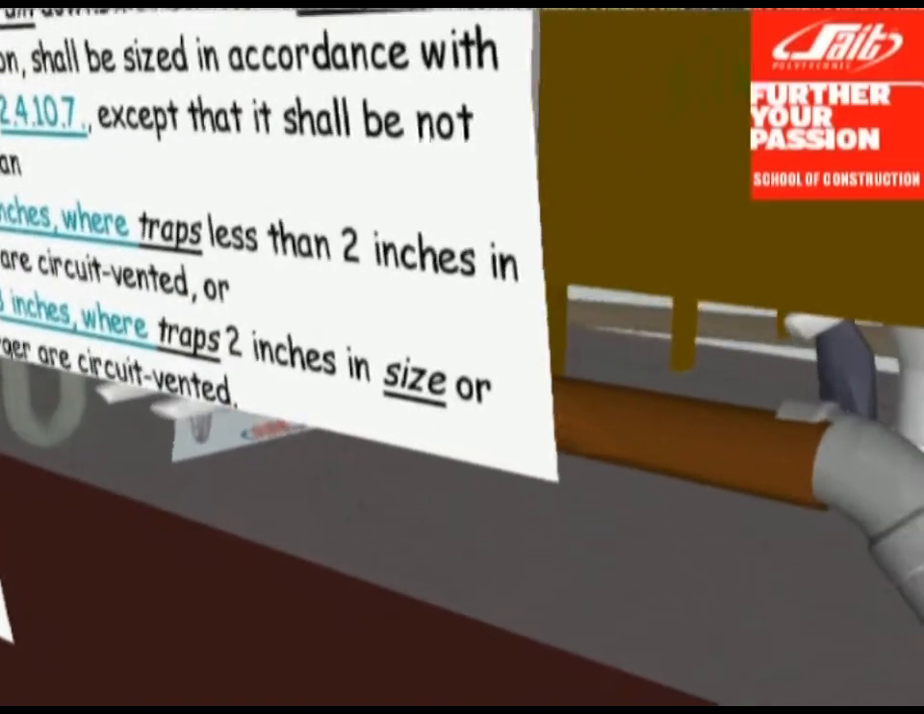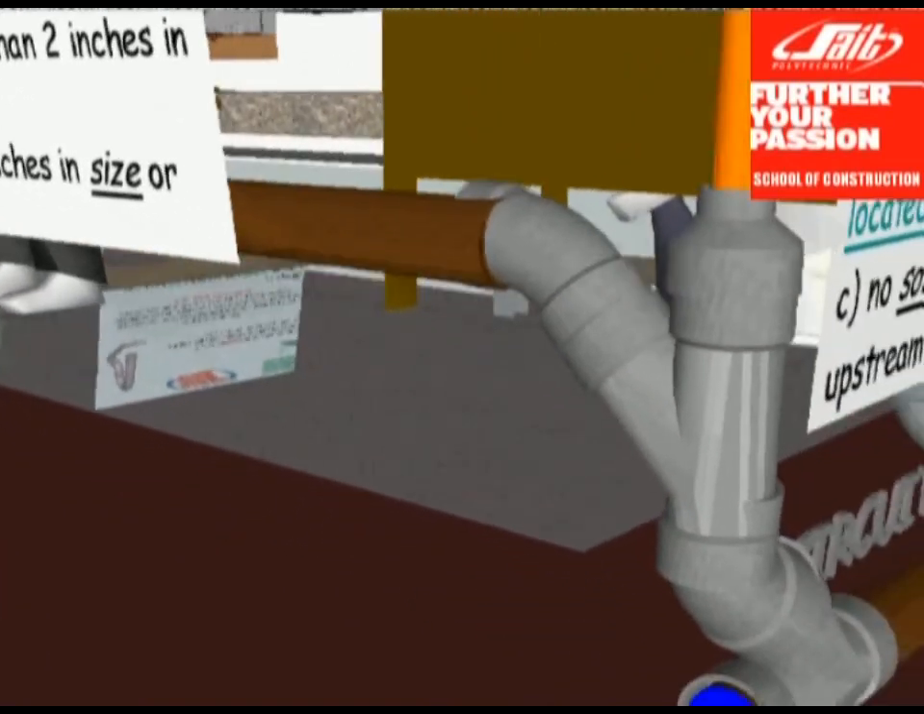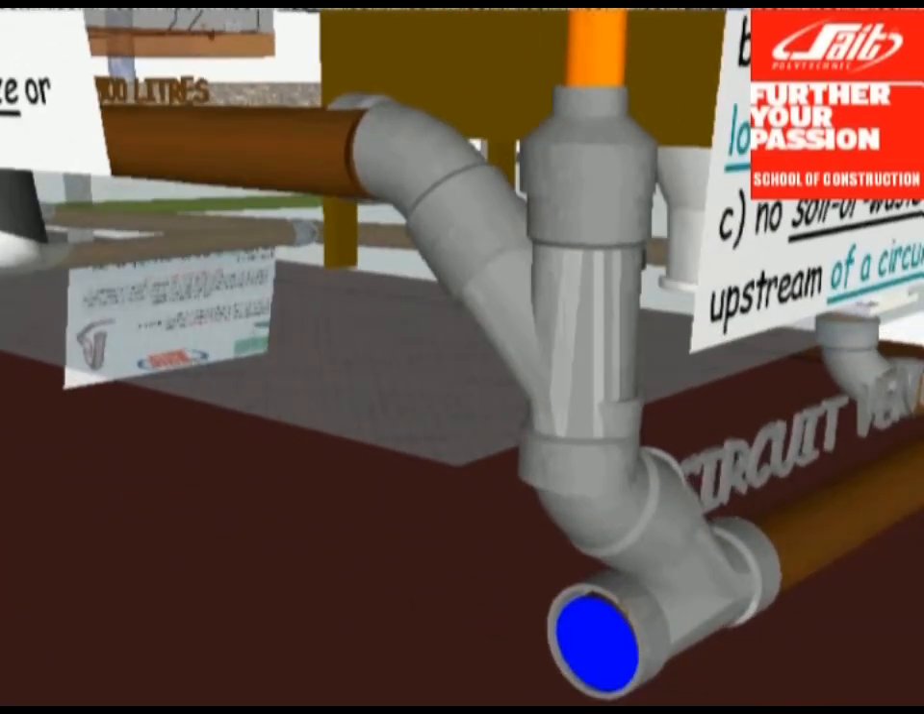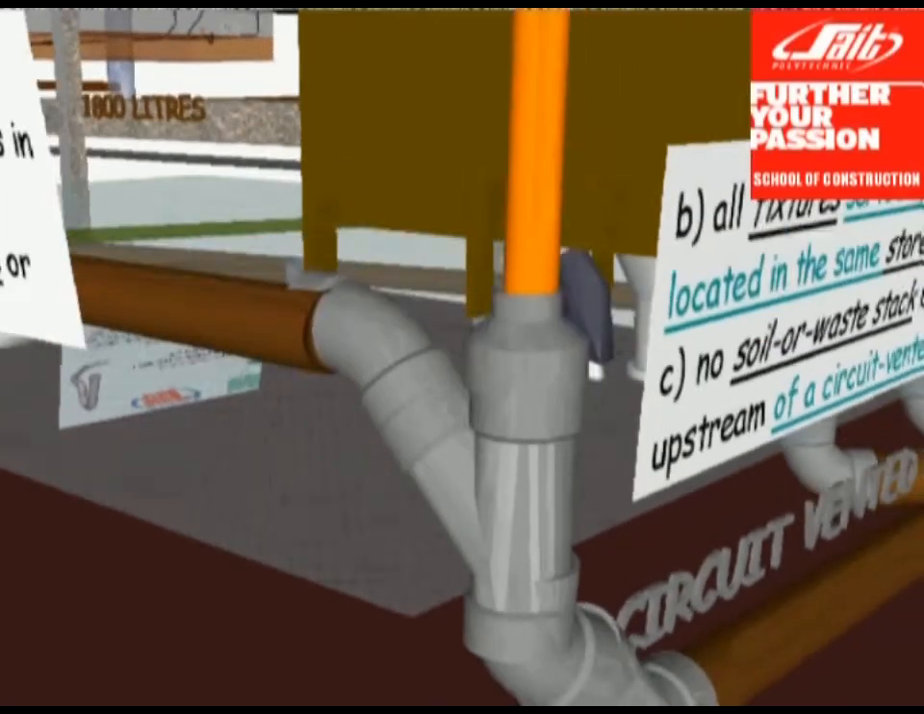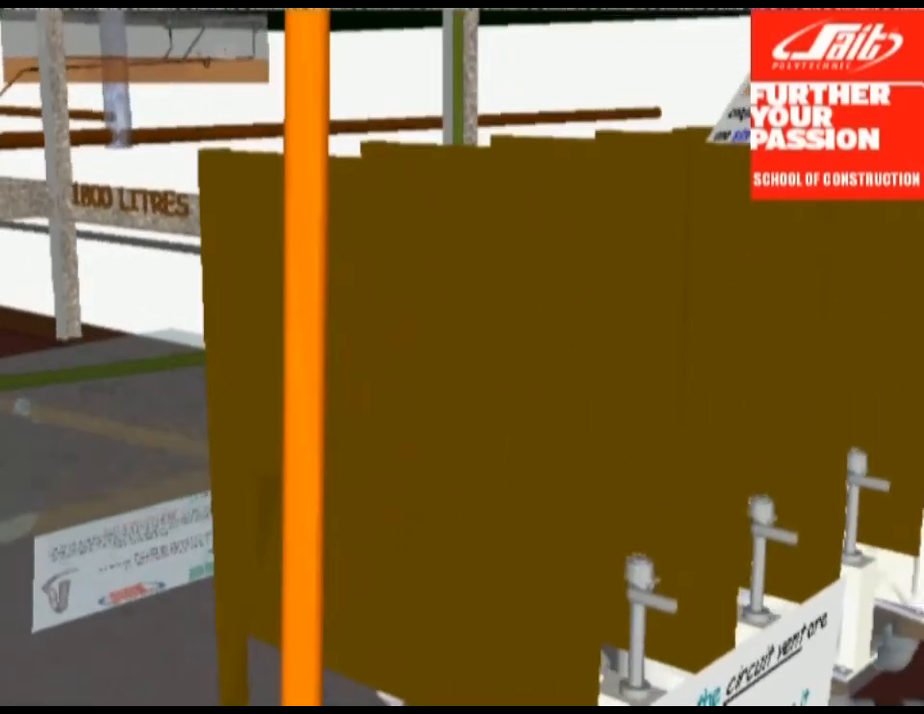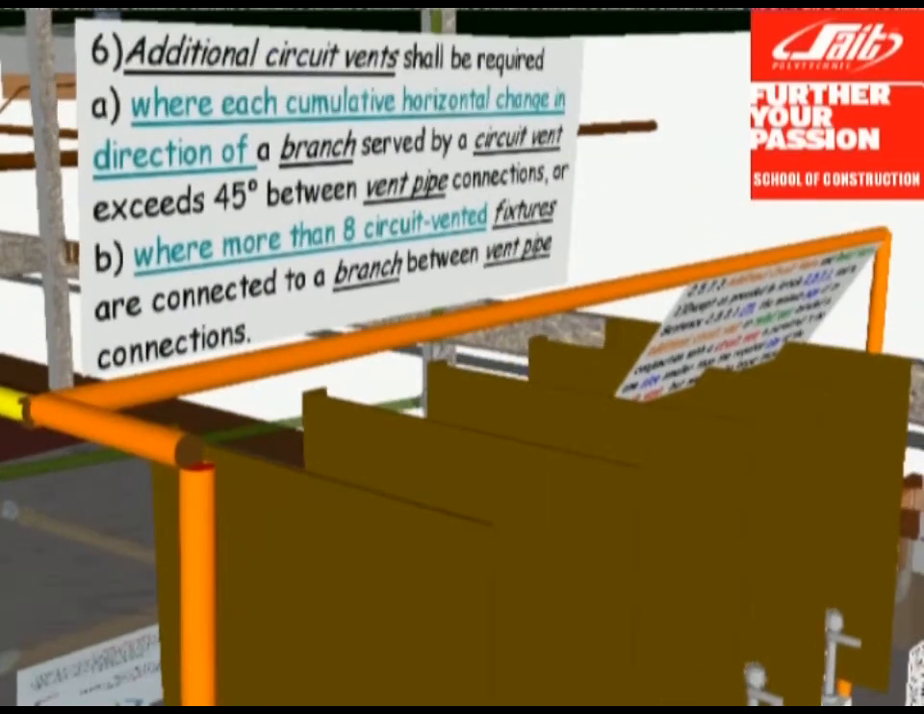We are now going to make a 90-degree turn, which will require an additional circuit vent, in order to relieve the excessive pressure on the circuit vented branch. Clause 6b also tells us that we need an additional circuit vent if we exceed more than 8 traps between the circuit vent and relief vent. In this case we do not. Only 4 water closets and 4 urinals are between the 2 vents.